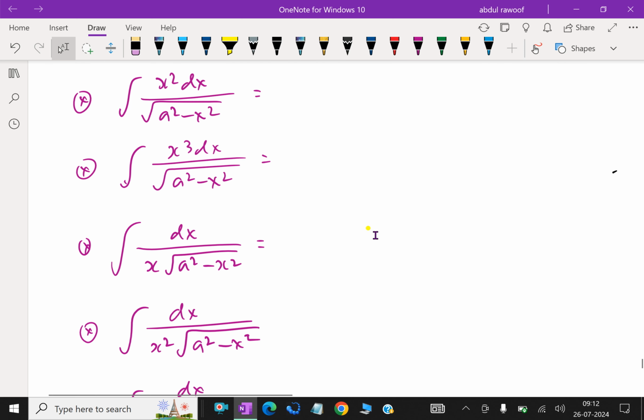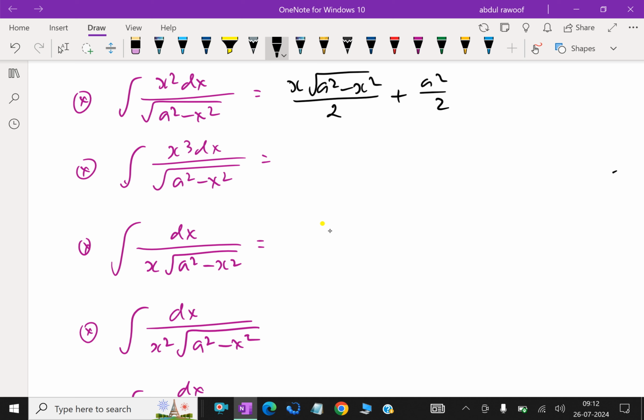Next one, integral x square dx over square root of a square minus x square. We have to add and subtract a square. We can get the result like x into square root of a square minus x square over 2 plus a square by 2 sine inverse x over a plus c.